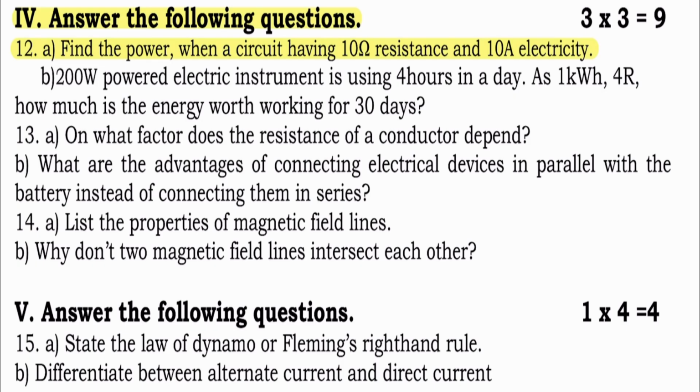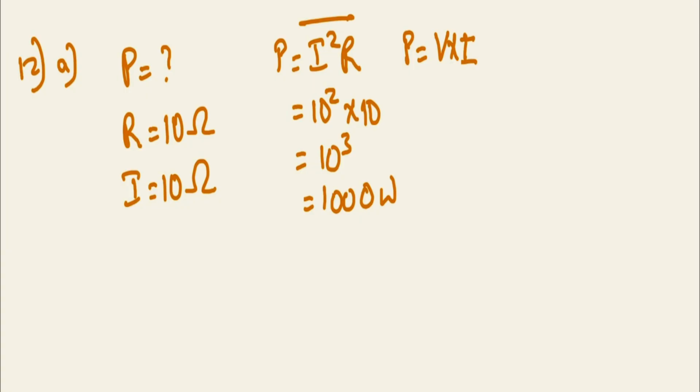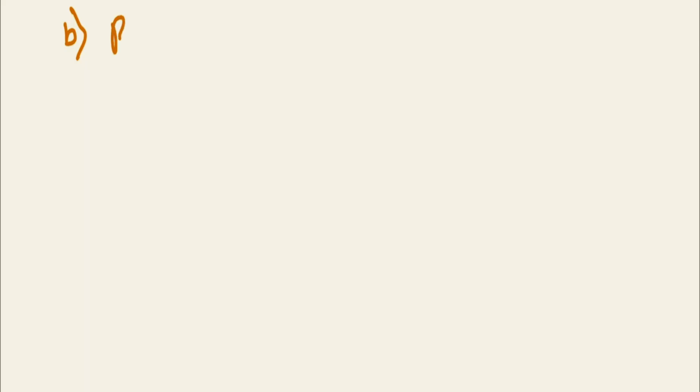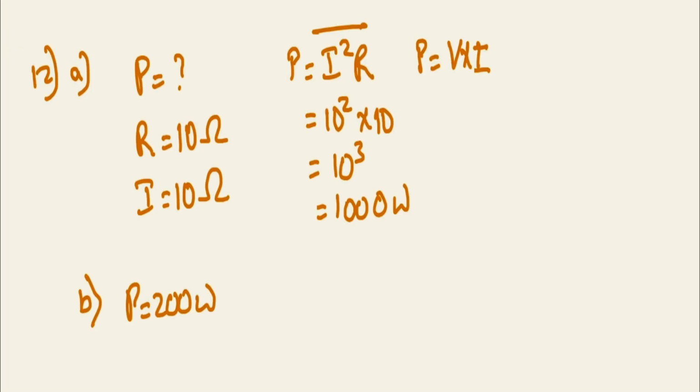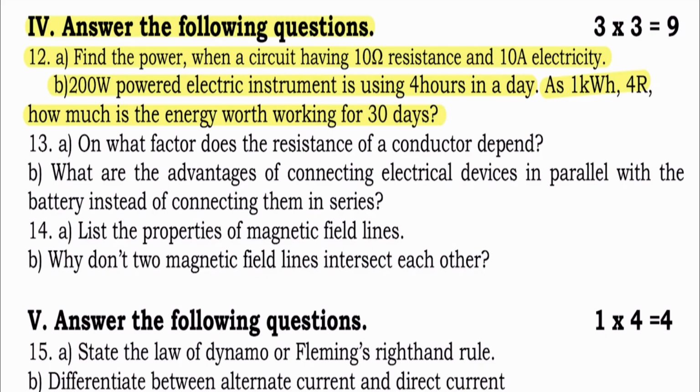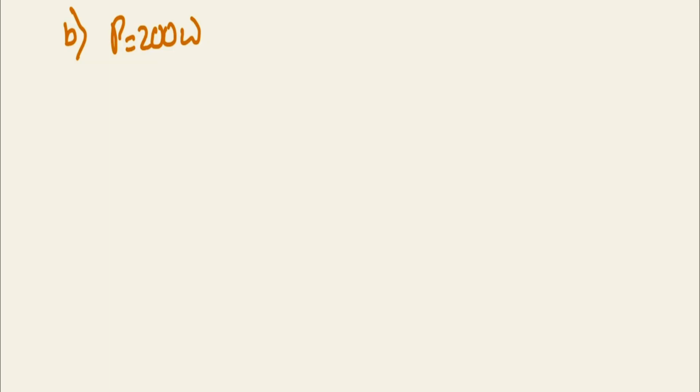Next question B. A 200 watt powered electric instrument is used 4 hours in a day. At 1 kilowatt hour rate, how much is the energy worth for working 30 days? They are asking how much is the energy worth for working 30 days. First we need to calculate the energy worth for 1 day. Then given is P is equals to 200 watt. Then T is equals to 4.